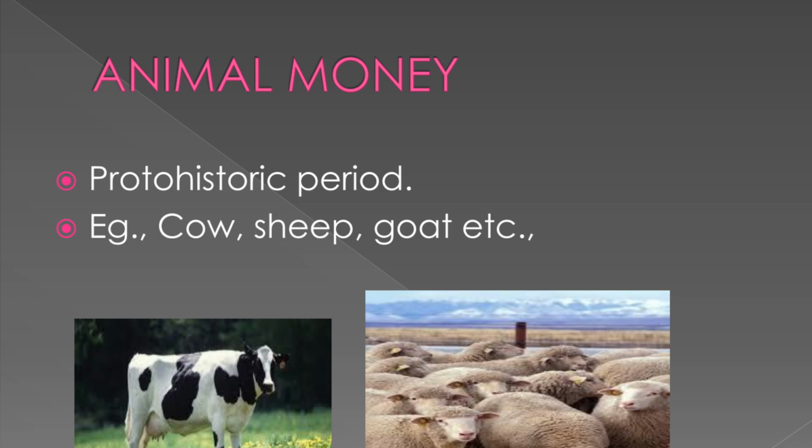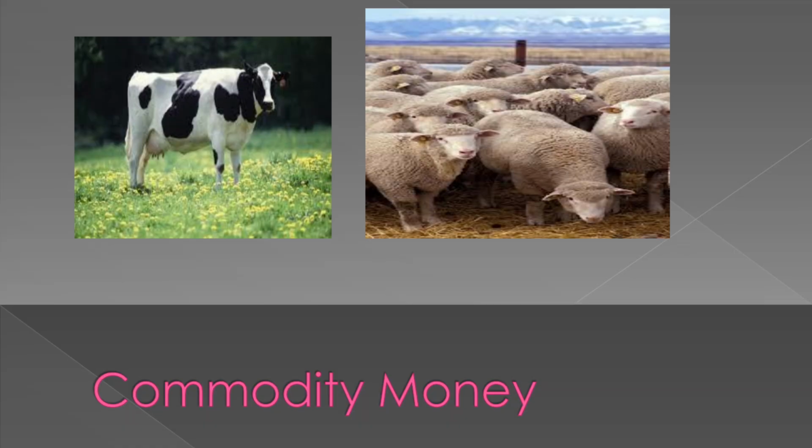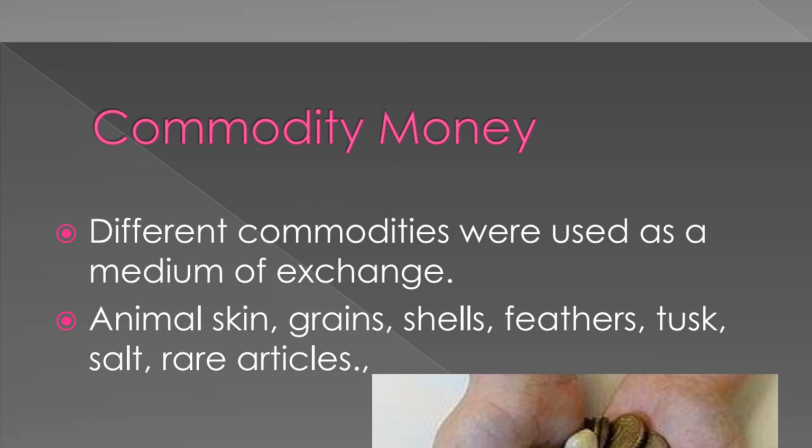First, animal money. Basically, animal money was used in the prehistoric period. Animal money was used as a means of exchange, for example, cow, sheep, goat, etc. These were used as a medium of exchange. But due to the perishable nature, commodity money came into existence.